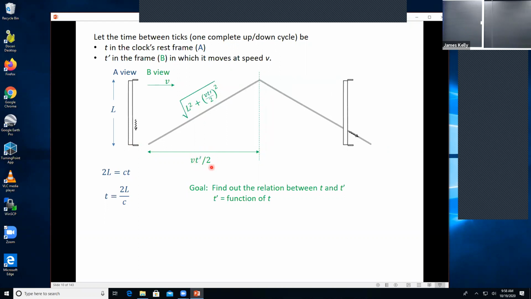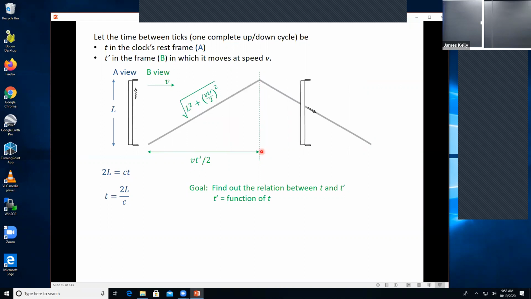And if the clock is moving at speed v, then this distance in space, that's what this arrow represents here, is equal to the speed the clock is moving, v, times the time that's elapsed, according to the person who's observing the clock moving past them. And that time is going to be T prime over 2, because a full tick up and down takes time T prime. Okay, so that's this distance.